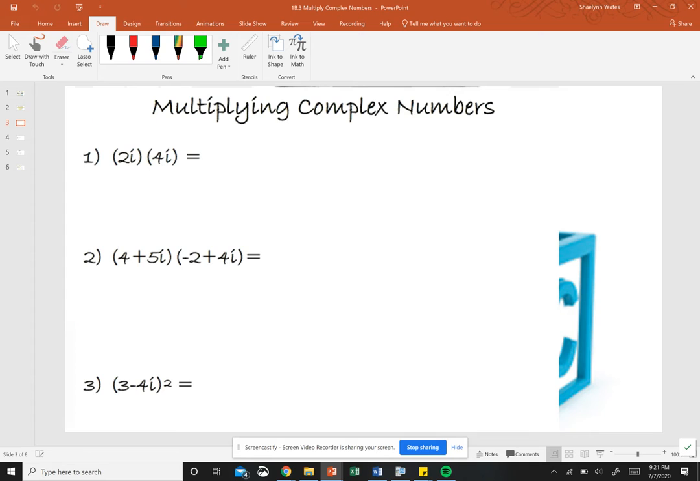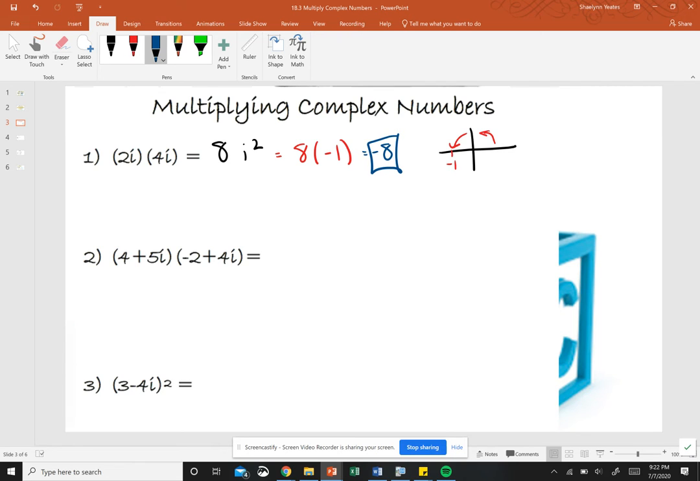So if I take 2i times 4i, it's exactly the same thing as what we were doing before. We take the two whole numbers and multiply them together, so 2 times 4 and we get 8. Then we do i times i and we get i squared. If you remember, when we multiply by i we get one rotation, multiply by i again, and we get to -1. So really, this is the same thing as 8 times -1, and that's just -8.